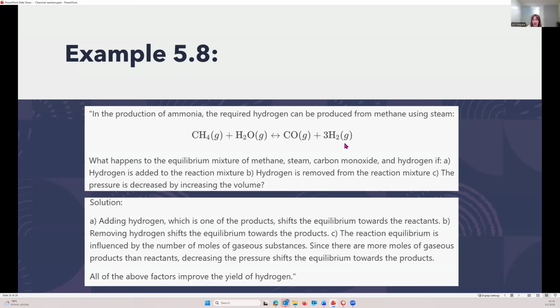Of course, if you add more of a product, the equilibrium goes towards the reactants. If hydrogen is removed, well, then you get more products. It tries to produce more products. So it's good to remove the products, take them away, and then you get more of them.